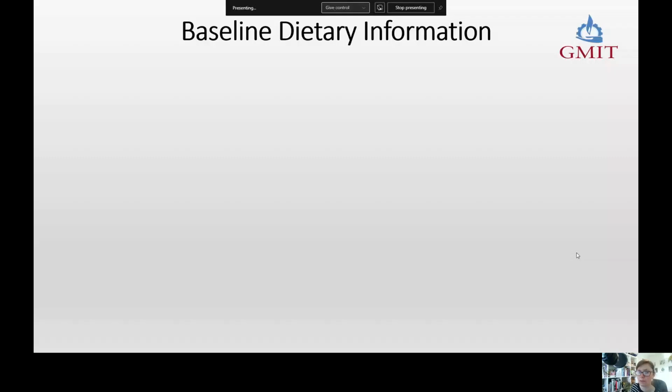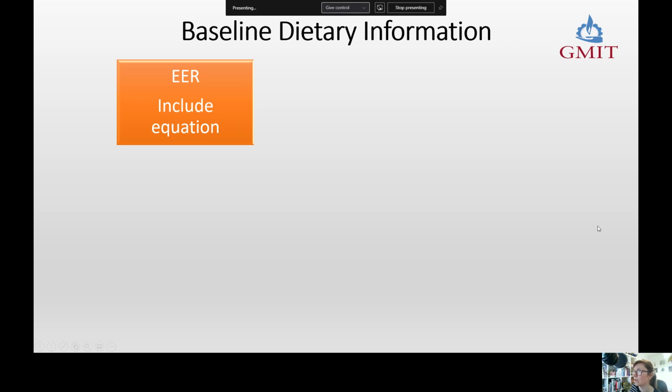Okay, so the A, B, C, D, E for your case study, we're on the D now, so dietary information. So how are you going to get the marks for this in your case study? Well, first of all, you're going to calculate estimated energy requirements. If you have your weight and height and date of birth from the A section, then you should be able to calculate estimated energy requirements. You might need to include what equation you're using for your estimated energy requirements.